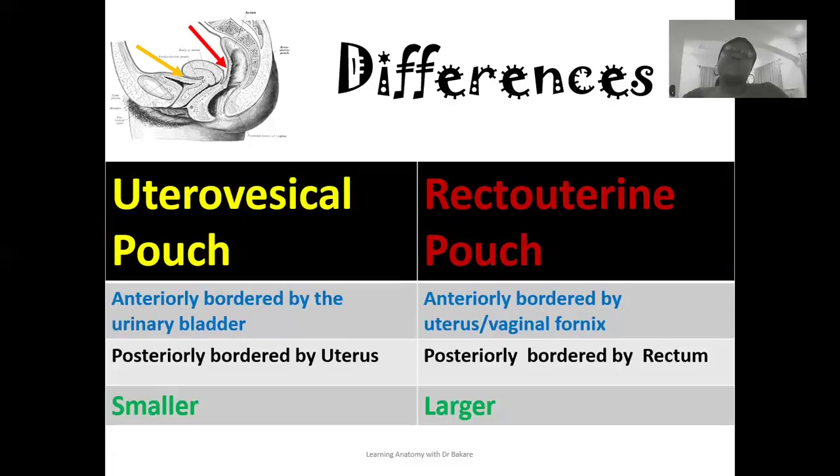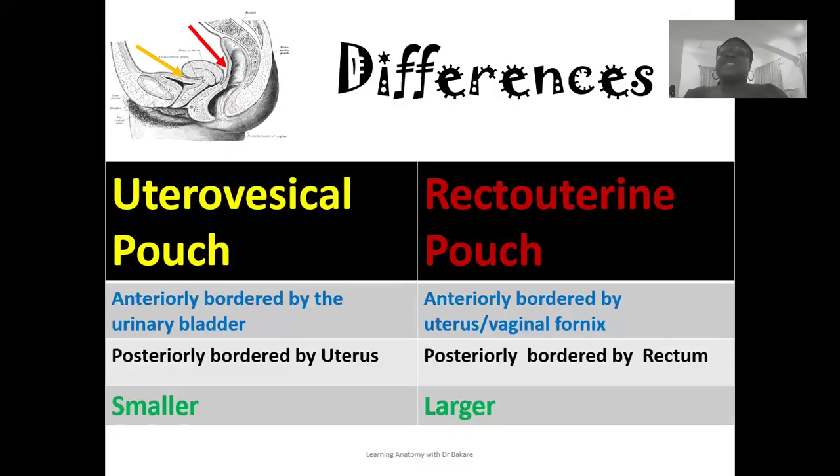Then in terms of their size, you see that the uterovesical pouch is smaller while the rectouterine pouch is larger. And this is attributed to the position of the uterus. We know that generally the uterus is seen to be antevertedly placed over the urinary bladder. It is also seen to be antiflexed over the structure. And because of this alignment, it is seen to be pushed more towards the anterior abdominal wall.